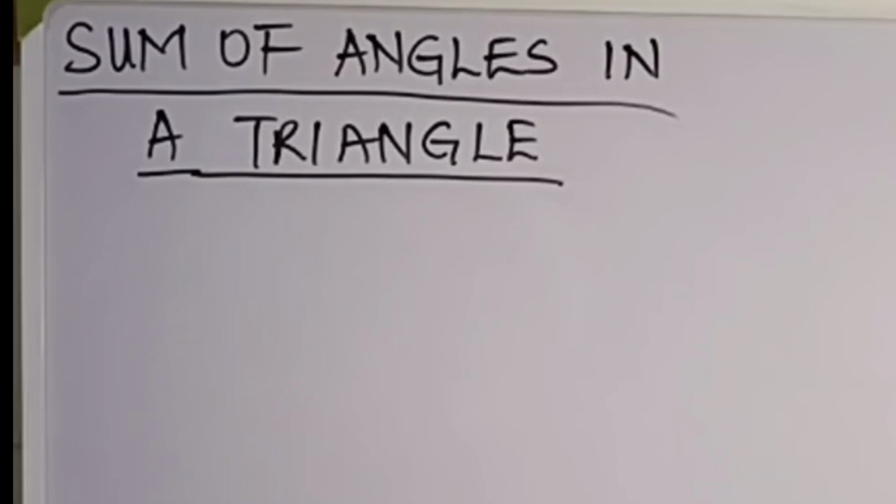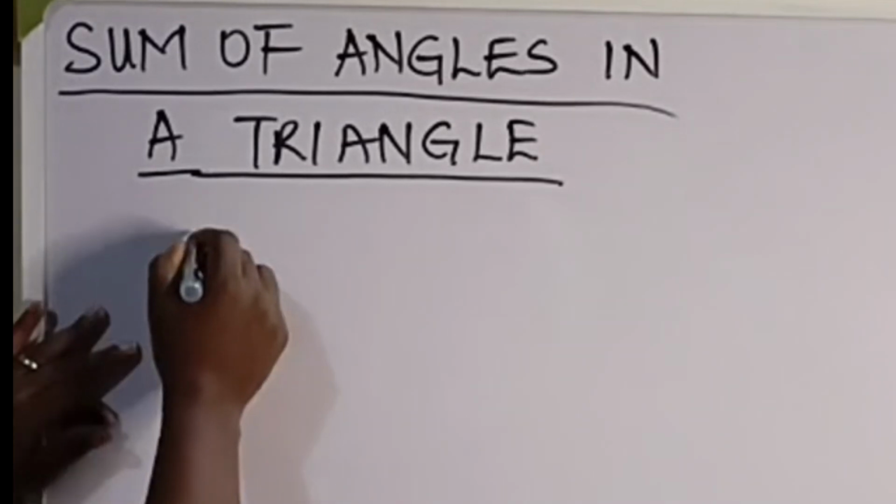So the first thing we need to do is know how the principle is gotten. When we looked at sum of angles in a quadrilateral, we saw how we came about the sum of angles in a quadrilateral equals 360 degrees. So let's see how to come about the sum of angles in a triangle.